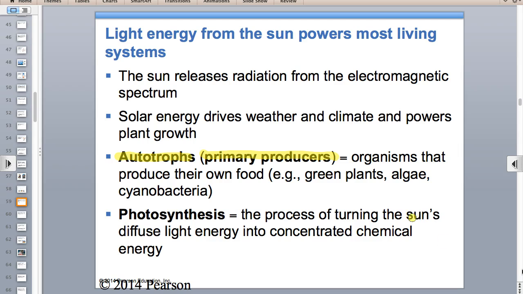Photosynthesis is turning the sun's diffuse light energy into concentrated chemical energy. So photosynthesis goes against the second law of thermodynamics. And the reason that can work is because we're constantly putting in energy from the sun. As soon as the sun goes out, photosynthesis stops, because it constantly has to have this incoming energy. It's going backwards from what the Earth would like to do, or the universe would like to do, which is to burn all this energy off and turn it into heat.